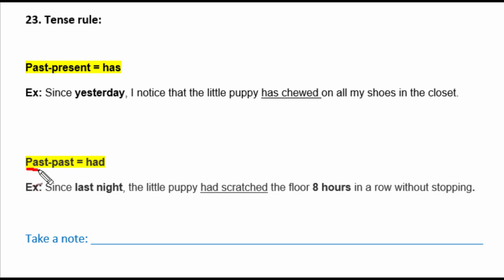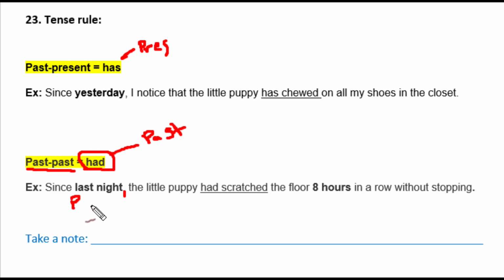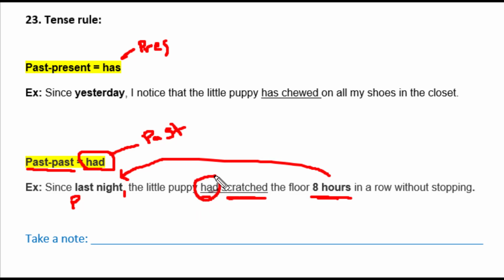Now, if we have past tense in one clause and past tense in the other clause, we're going to use the word had, because the word had is past. She had a sweater on yesterday. Had is past, and has is present. Let's take a look at this sentence. You see we've got a comma after night. Since last night, that's past tense. The little puppy had scratched the floor for 8 hours in a row without stopping. 8 hours in a row and scratched. You see how 8 hours refers to when the puppy started, and you can assume that it's already done because it's scratched and had is past. So this is going to be past, this is going to be past, and you simply match this up. Last night is past. You see how we've got three things going on here?